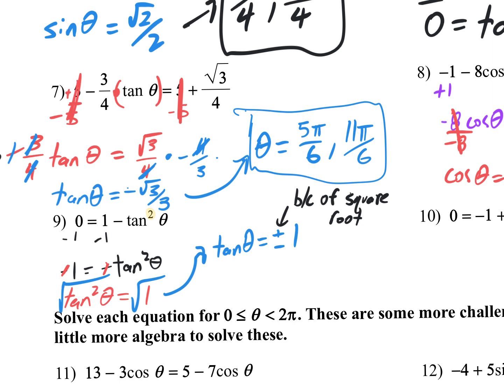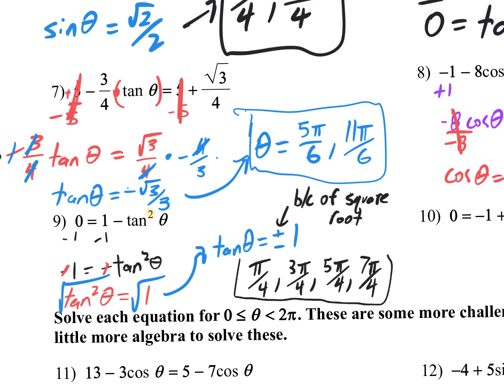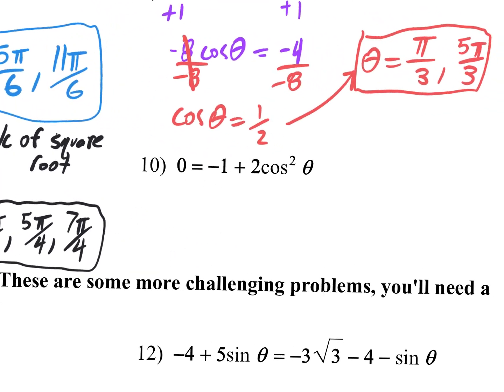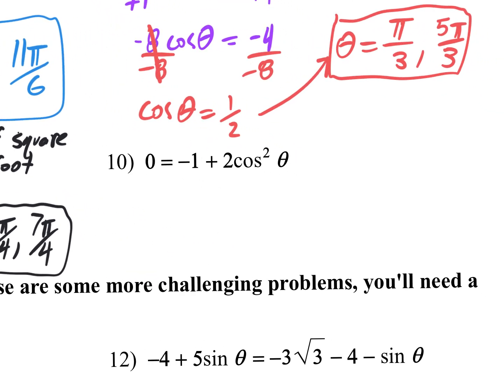So let's list out our solutions here. π/4, 3π/4, 5π/4, and 7π/4. So these 4 solutions will satisfy this equation. Now, again, we ended up with 4 solutions because this was plus minus, so we ended up with more solutions than we have seen previously. Okay. So last one here, see if you can first get our cosine by itself.